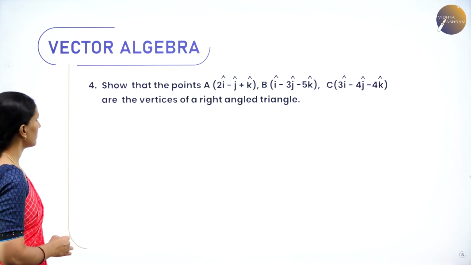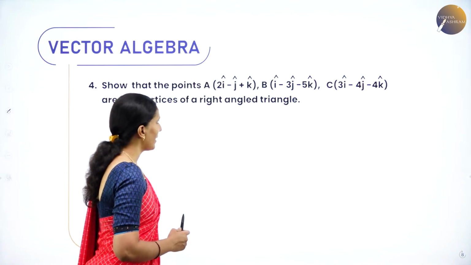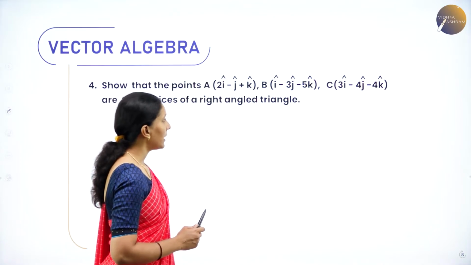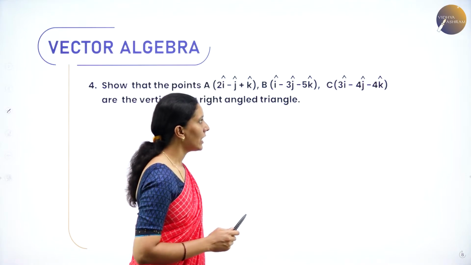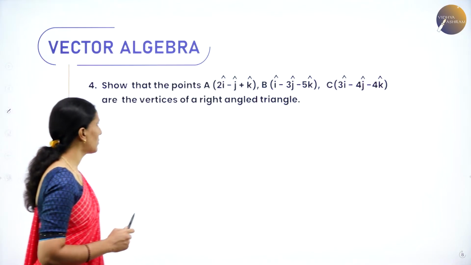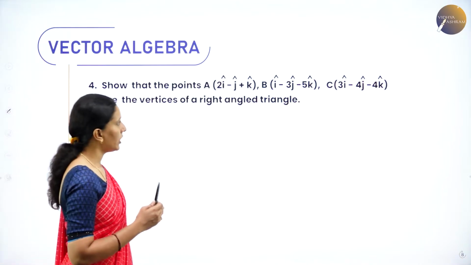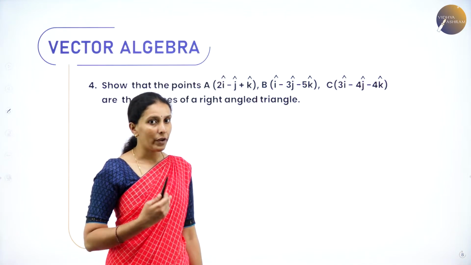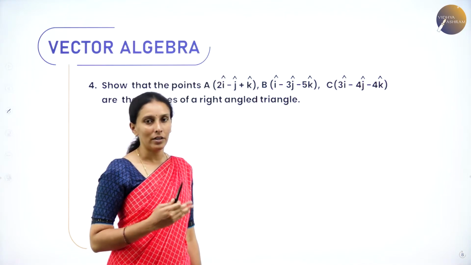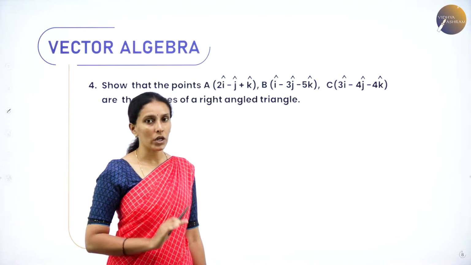Next, show that the points A 2i minus j plus k, B i minus 3j minus 5k, C 3i minus 4j minus 4k are the vertices of a right angle triangle. So we need to show that they are the vertices of a right angle triangle. To verify this, we need to satisfy the Pythagoras theorem.